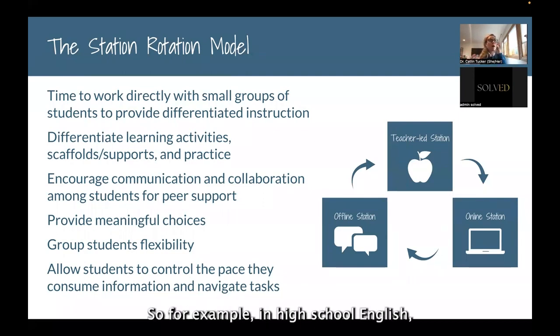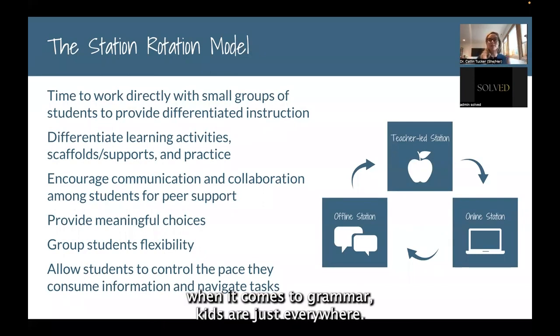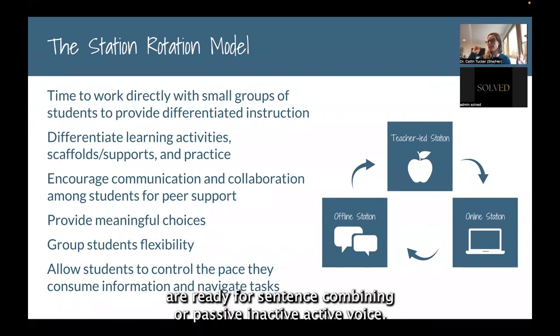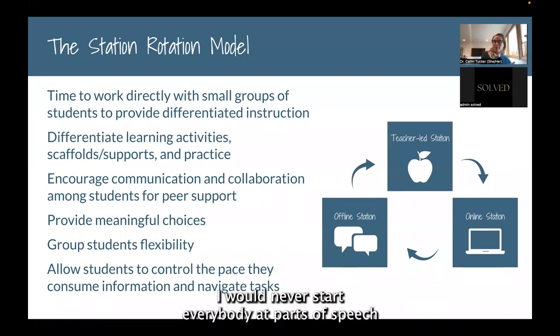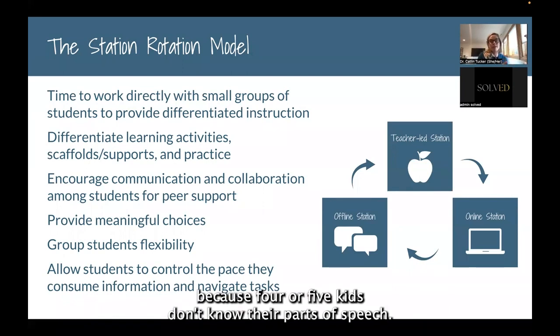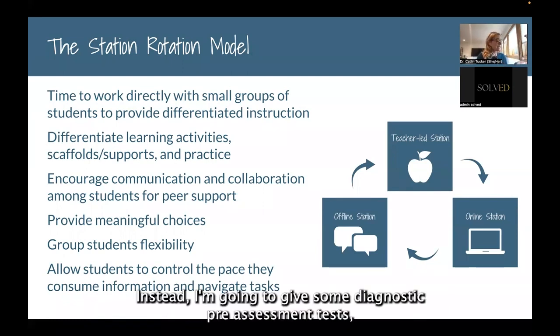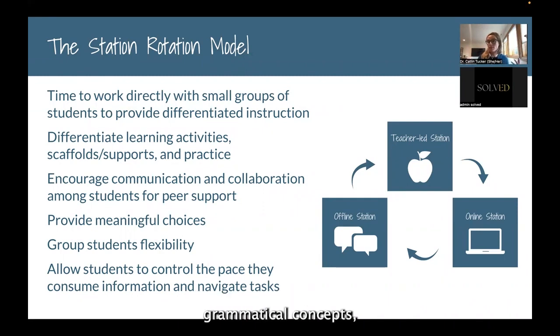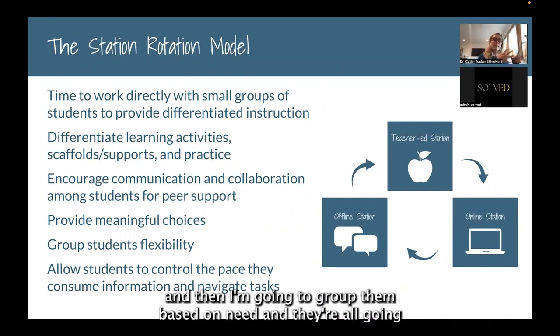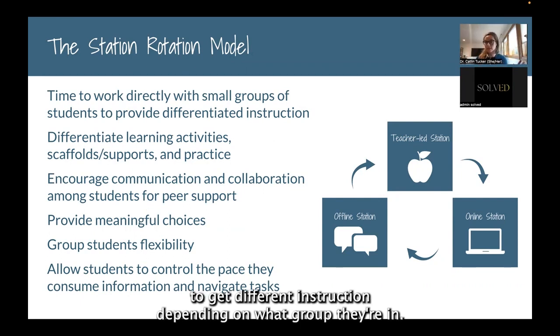So for example, in high school English, when it comes to grammar, kids are just everywhere. Some students do not know their parts of speech, and some students are ready for sentence combining or passive and active voice. I would never start everybody at parts of speech because 4 or 5 kids don't know their parts of speech. Instead, I'm going to give some diagnostic pre-assessment tests, figure out where they are in relation to some key grammatical concepts, and then I'm going to group them based on need, and they're all going to get different instruction depending on what group they're in.